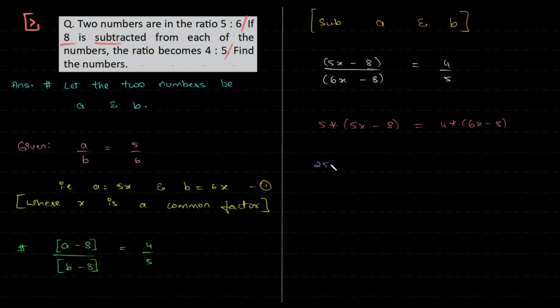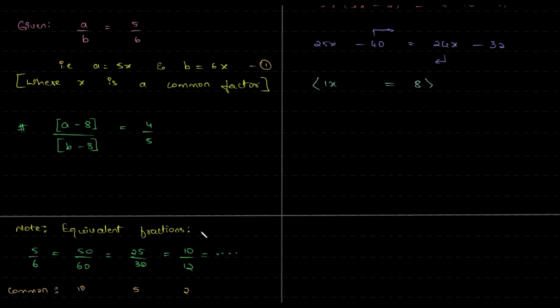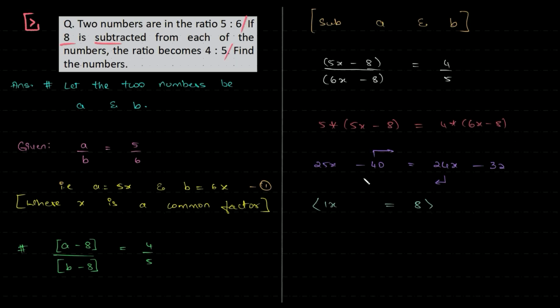So this is 25x minus 40 is equal to 24x minus 32. Yeah, I'll transpose this and this here and there. So we have 25 minus 24, that's 1x. And this is 40 minus 32, that's 8. So x is equal to 8. So the common factor is 8. How we had here the common factor to be 10, 5 and 2, here the common factor is 8.